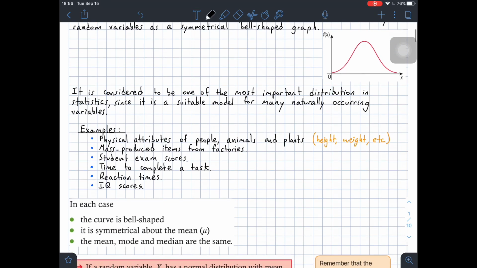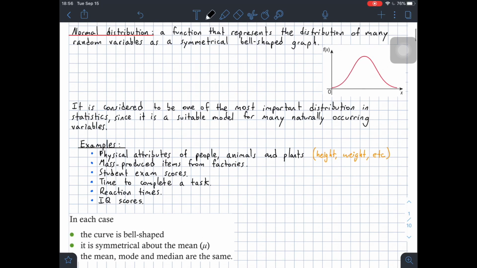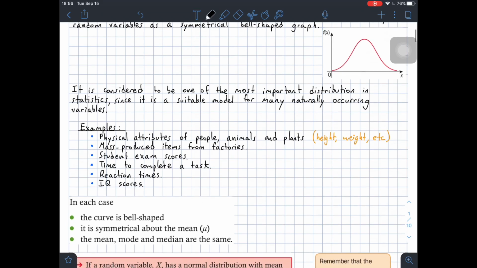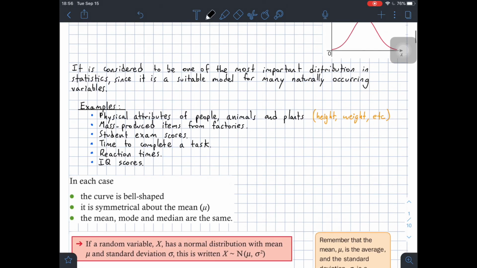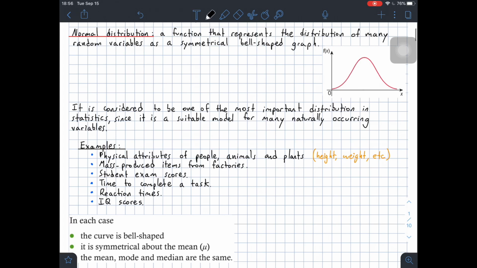So it says, it is considered to be one of the most important distributions in statistics, since it is a suitable model for many naturally occurring variables. So examples of normal distribution are physical attributes of people, animals, and plants, right? For example, height, weight, etc., right? Height and weight are both normally distributed.